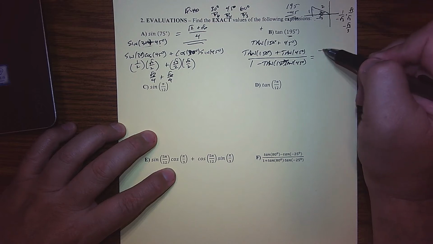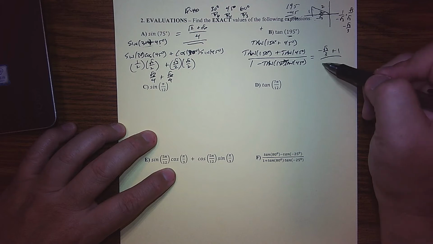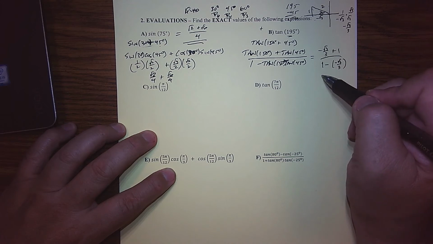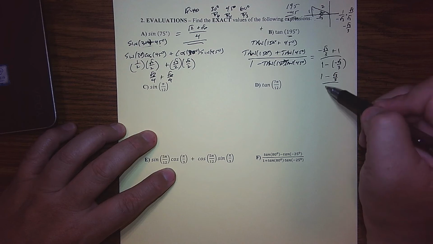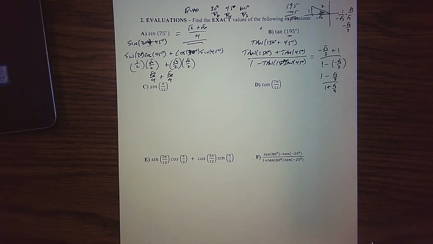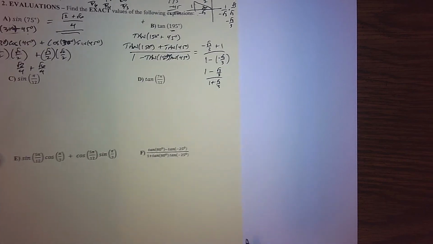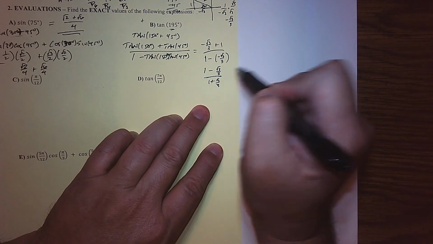So this would be negative square root of 3 over 3 plus 1. And on the bottom, we have 1 minus negative square root of 3 over 3. And so how about I write this as 1 minus the square root of 3 over 3 all over 1 plus the square root of 3 over 3. All right, so that's basically where we're at. And now what we have to do is some simplification. So let me give myself a little bit more room. I'm going to use the idea, let's clear the fractions.